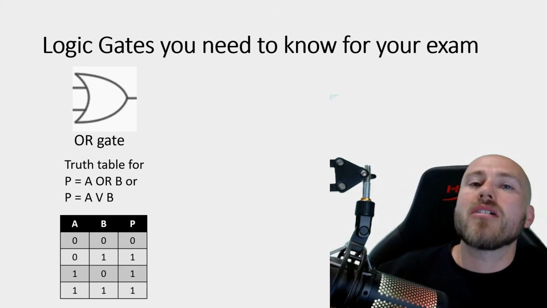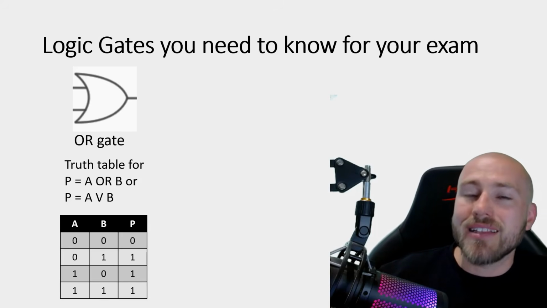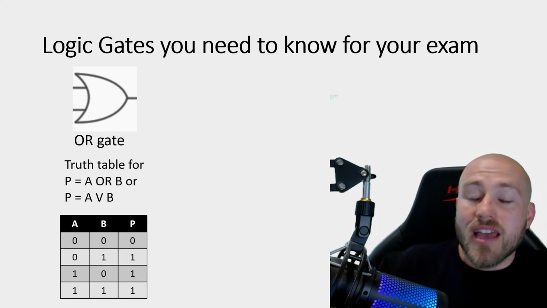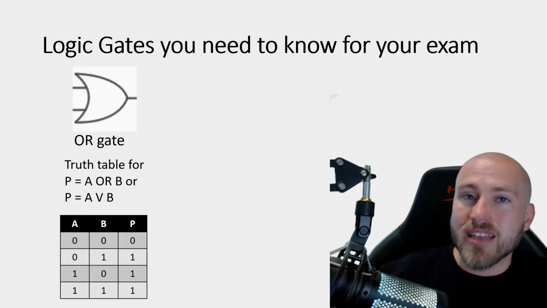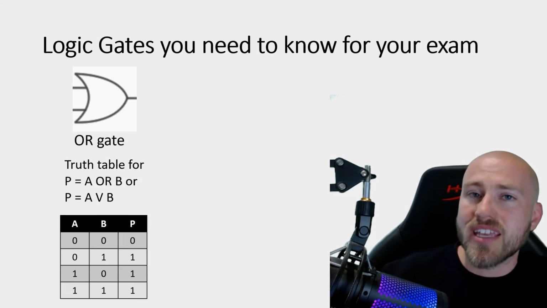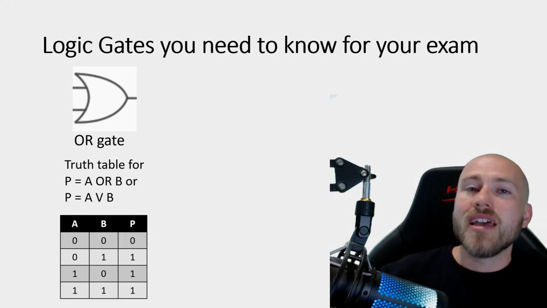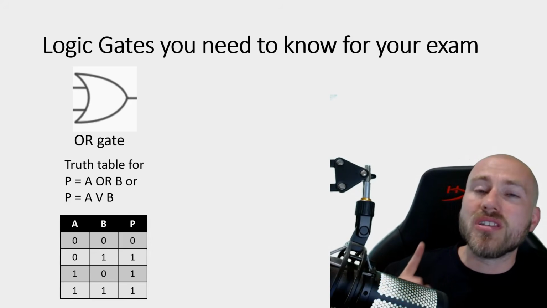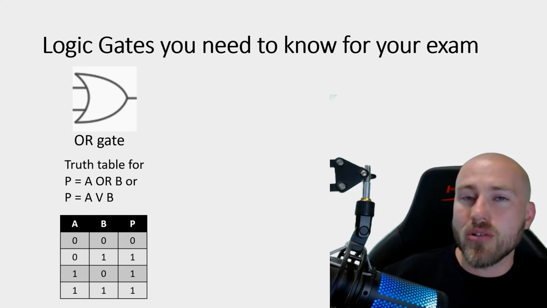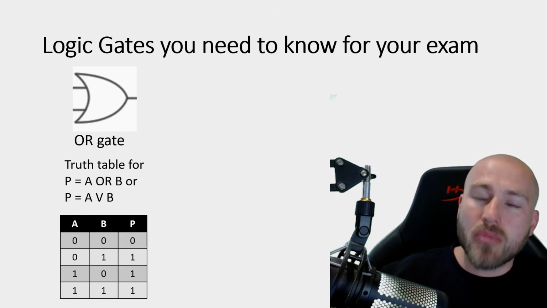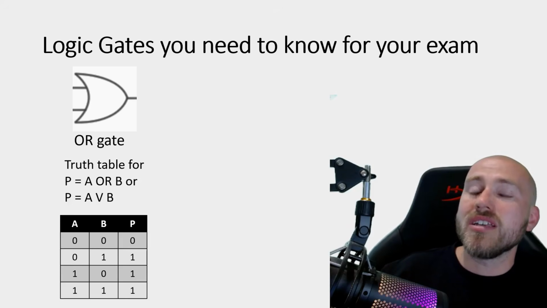Now notice that columns A and B are exactly the same as they were in the AND gate, and that's because we show every possible outcome. So they are exactly the same, but then column P is what is different, and that's because of the rules of the gate. So for the OR gate, if at least one of the inputs is a 1, then the output will be a 1. So only when both A and B are a 0, P is also a 0. All other possibilities, the output is a 1.